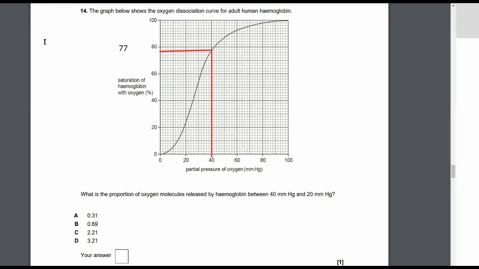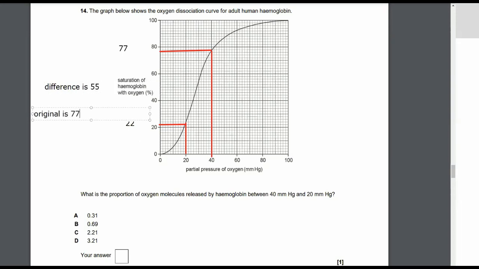I'm just doing this roughly to get the right answer because it's multiple choice, so I don't need it exact. I just need closest to. And then if I go up from 20 millimetres of mercury partial pressure, and go across, I'm going to get, what is that, 24? I don't know. 22. Yeah, 22. So 77 to 22. So the difference between them is 55.